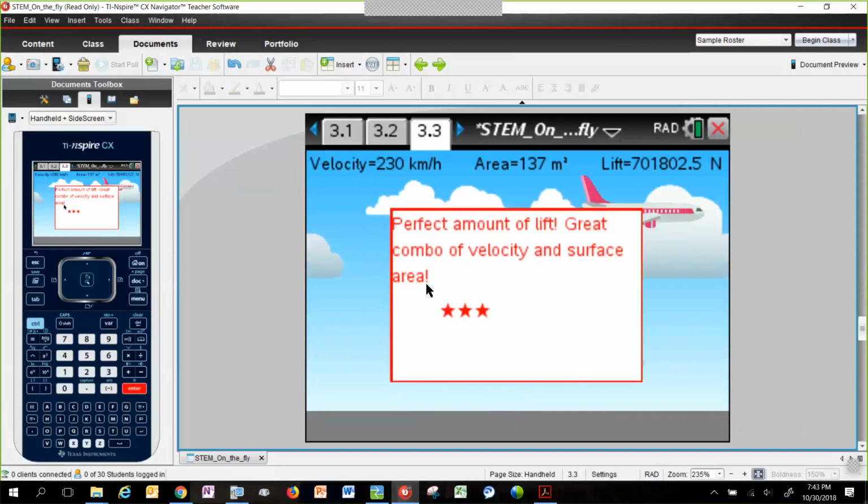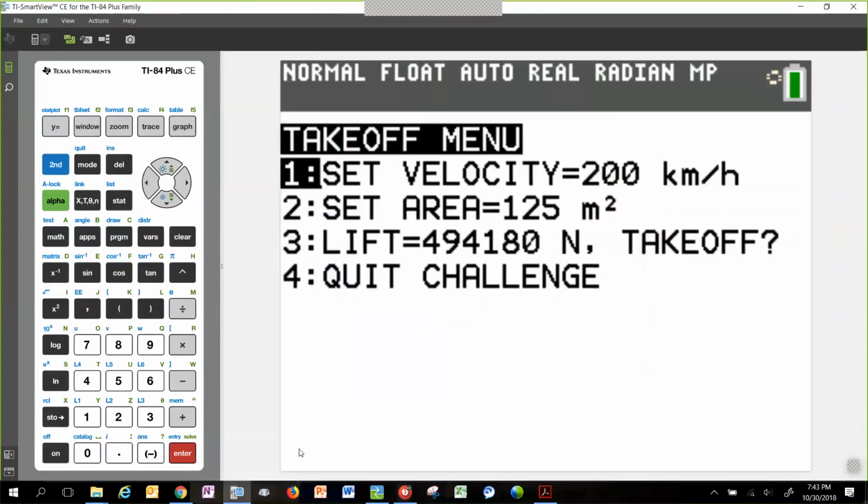All right, so great combo of velocity and surface area. And what you saw Curtis do earlier on the 84 screen is he had just too much lift. And so you saw the airplane take off pretty dramatically.